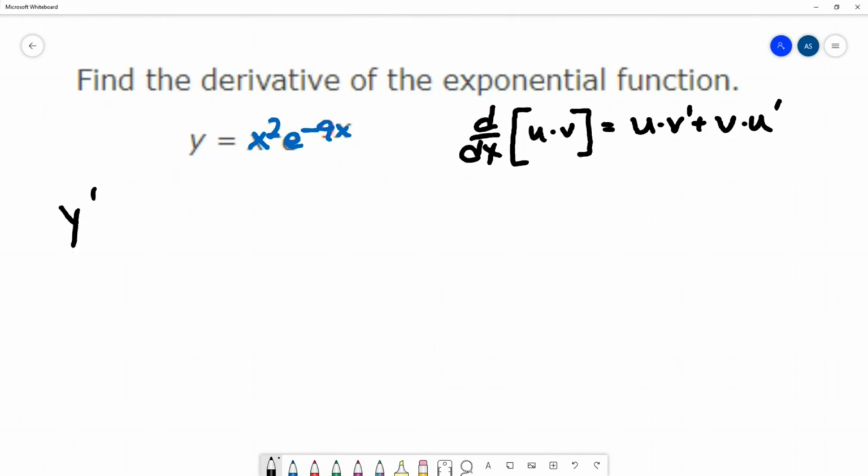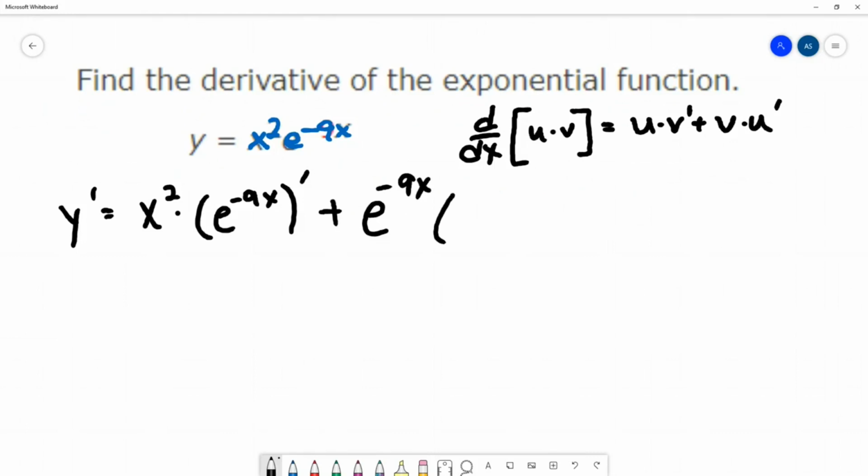So I'm going to calculate the derivative. The first factor is x squared times the derivative of e to the negative 9x, plus the second factor, e to the negative 9x, times the derivative of the first factor, the derivative of x squared. So that's the product rule pattern, and I need to calculate the derivative on these two factors.